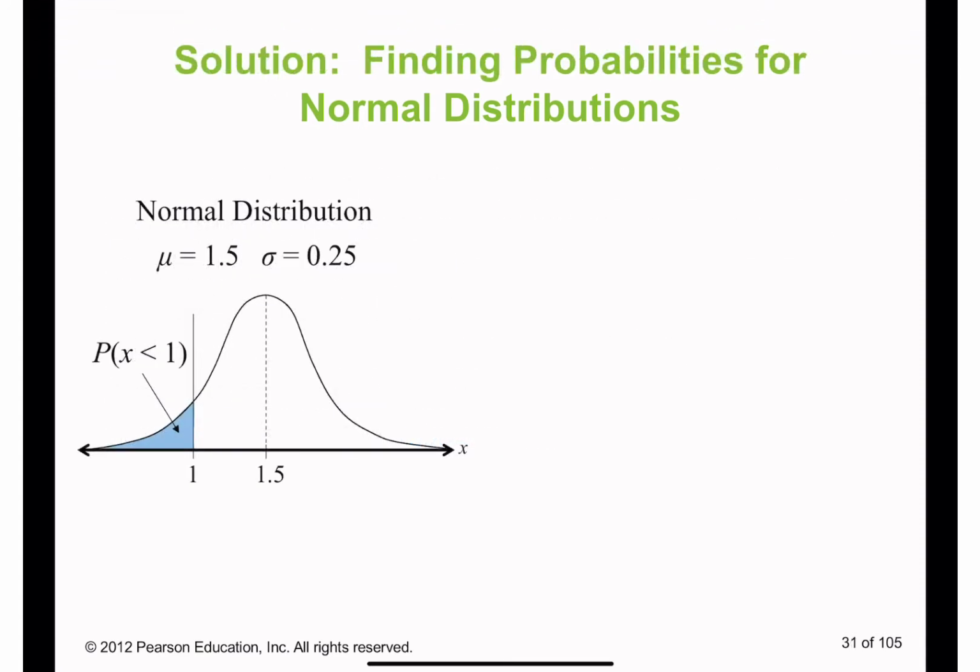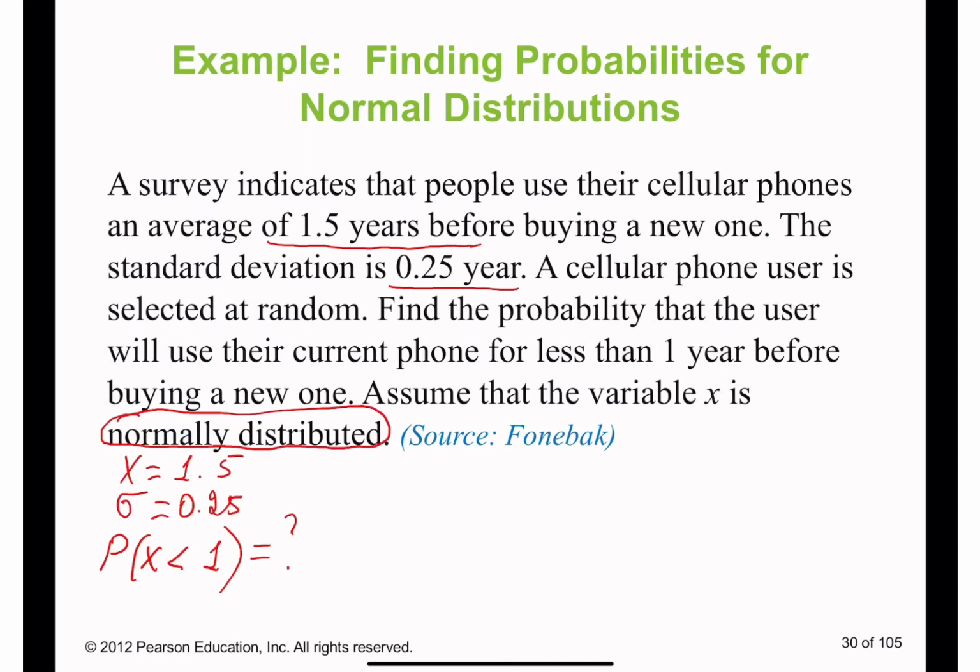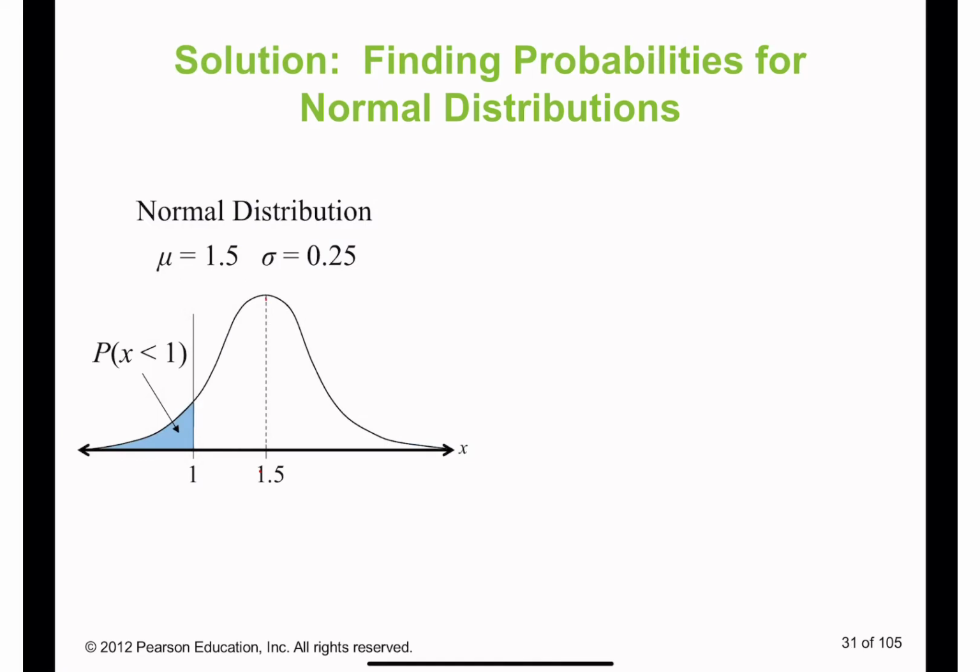So here it is. Our mu average is 1.5. Oh, wait a minute. Let me go back. Oh, on average. Okay. It's a mu. My apologies. See, it says on average, I didn't pay attention. 1.5 years. That's why we have 1.5 here. Sigma is 0.25. So we need to find the area probability that will be less than 1 year.